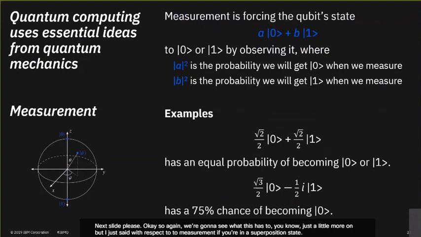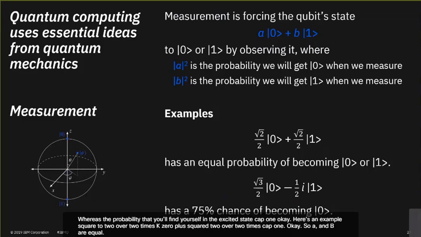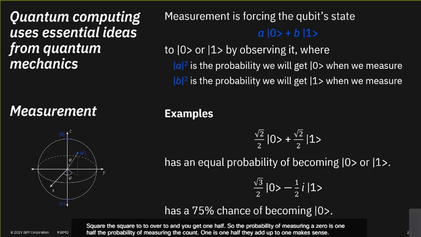Okay, so again, let me expand a little more on what I just said with respect to measurement. If you're in a superposition state, for example, A times Ket 0 plus B times Ket 1, then the absolute value of A squared is the probability that you will measure Ket 0, the ground state, and the absolute value of B squared is the probability that you'll find yourself in the excited state, Ket 1. Here's an example. Square root of 2 over 2 times Ket 0 plus square root of 2 over 2 times Ket 1. So A and B are equal. They're both the square root of 2 over 2. You square the square root of 2 over 2 and you get 1/2. So the probability of measuring a Ket 0 is 1/2. The probability of measuring a Ket 1 is 1/2. They add up to 1. Makes sense.